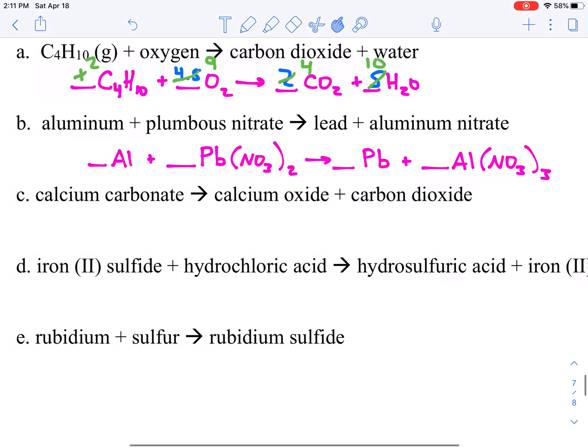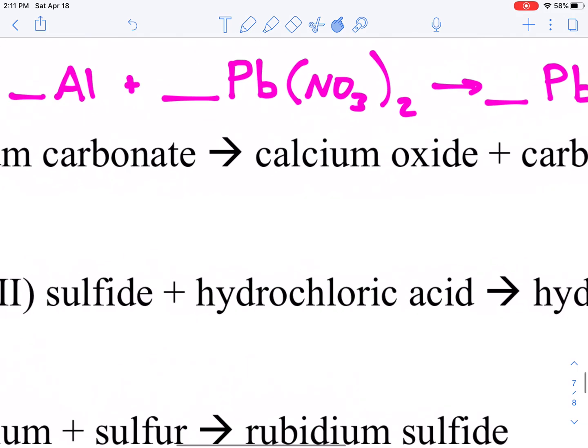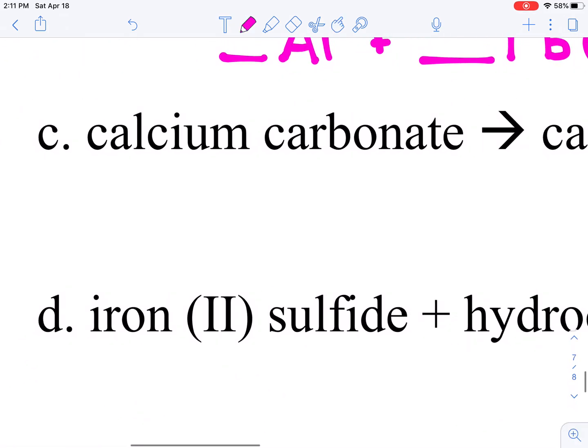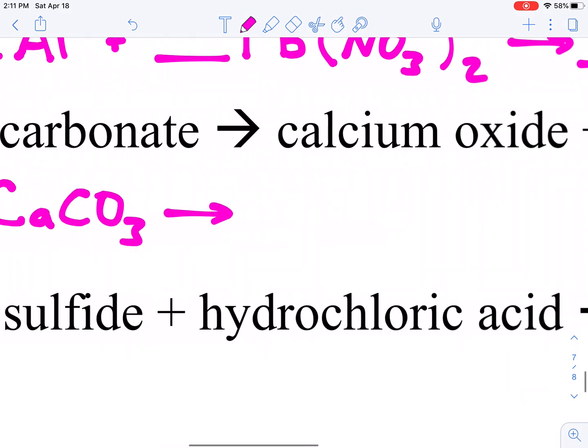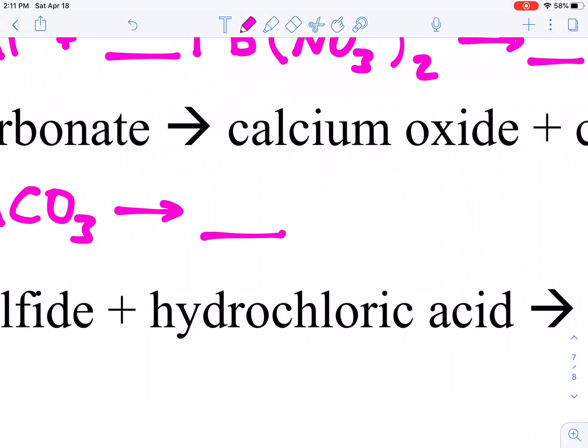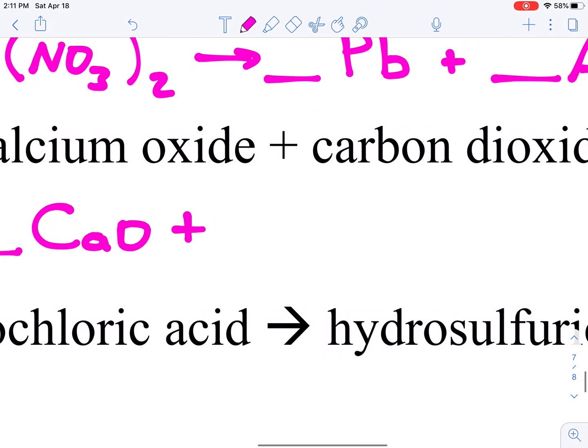Again, we are going fast, so if you want to pause the video and try these on your own and then kind of jump back in to make sense of it, feel free. Letter C, calcium carbonate. Calcium carbonate, Ca plus 2, CO3 minus 2, so simply CaCO3, yields calcium oxide, Ca plus 2, O minus 2, CaO, plus carbon dioxide, CO2.